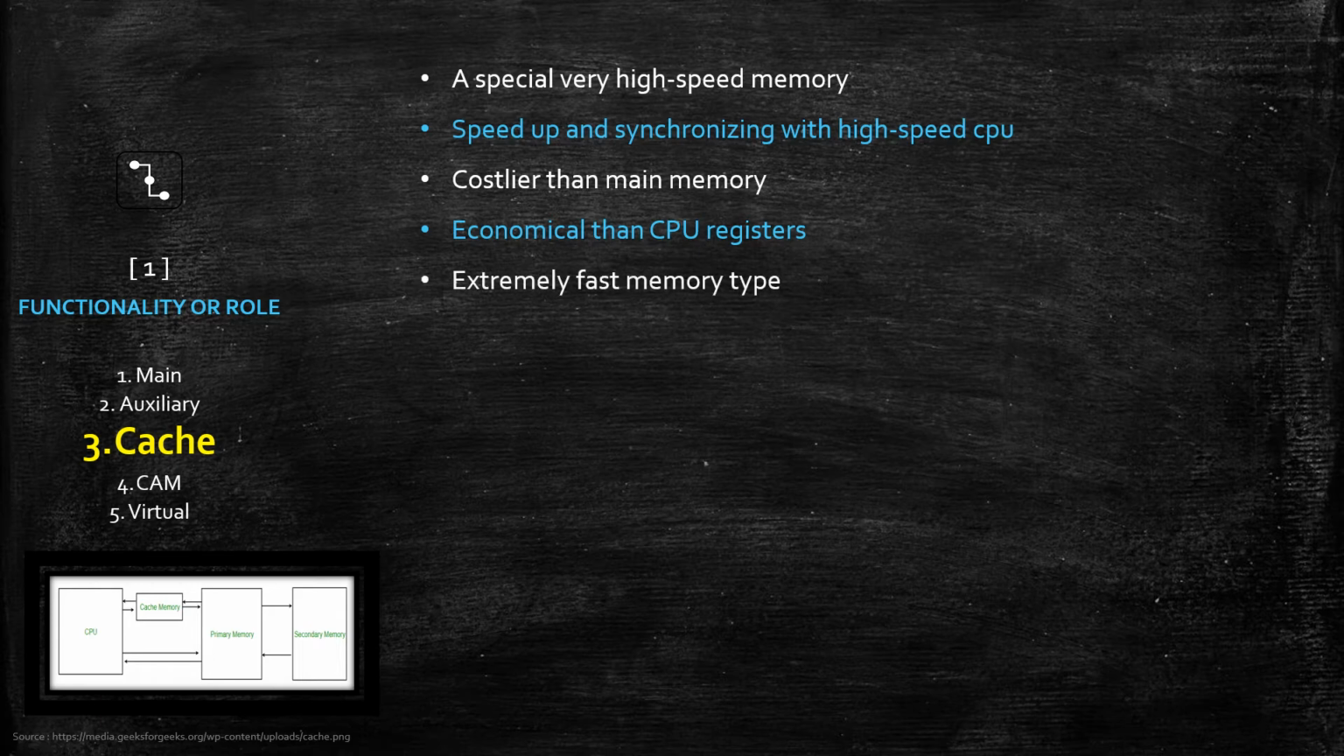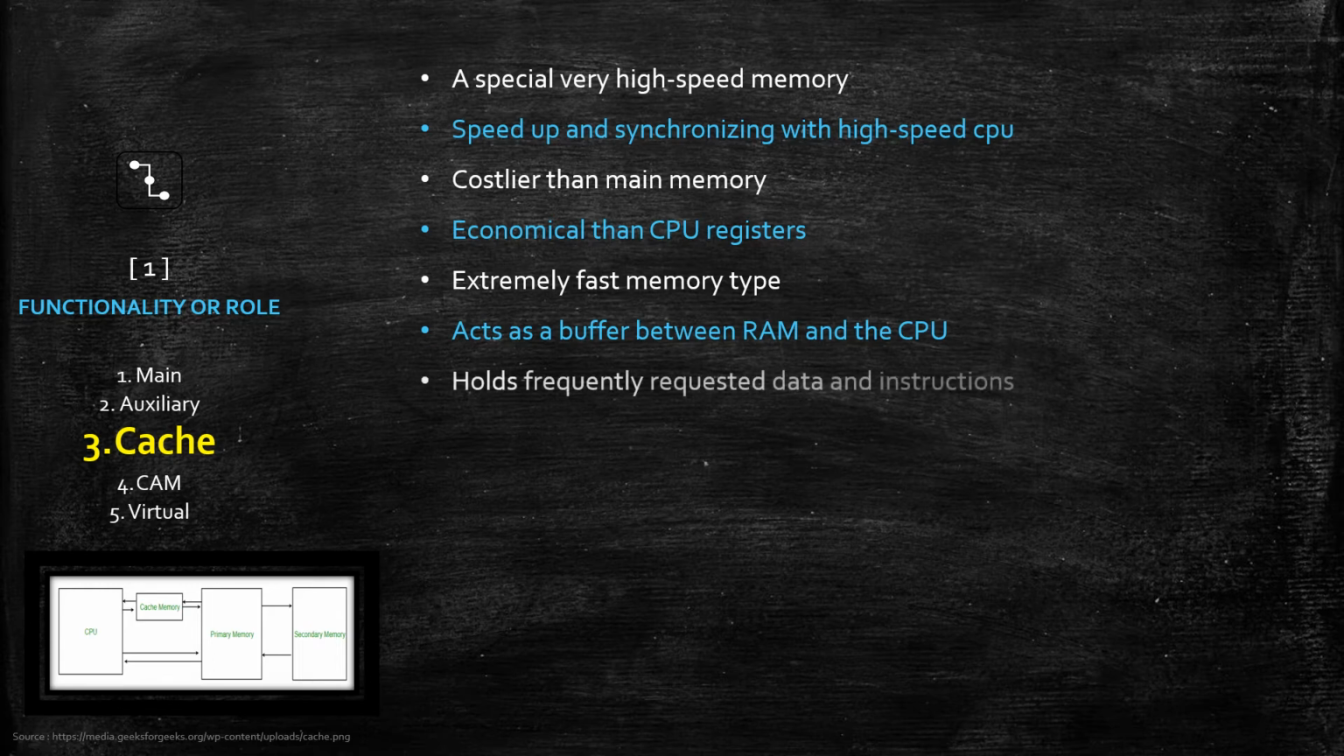Why is it extremely fast? Because it is directly connected to the CPU, so the distance between the cache and the CPU is very small, so of course it will work faster, right? It acts as a buffer between the RAM and the CPU. Whatever data the CPU wants to use from the main memory will be there in the cache on a temporary basis. So we can also say that the cache is a buffer between the RAM and the CPU, right? Normally it holds frequently requested data and instructions.